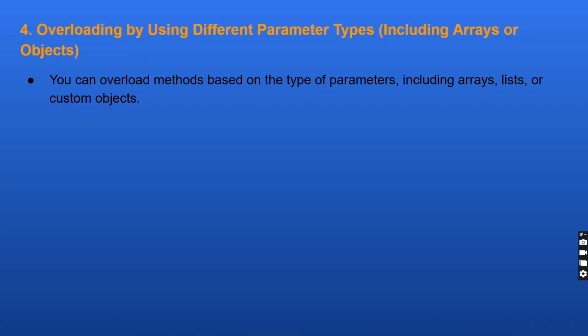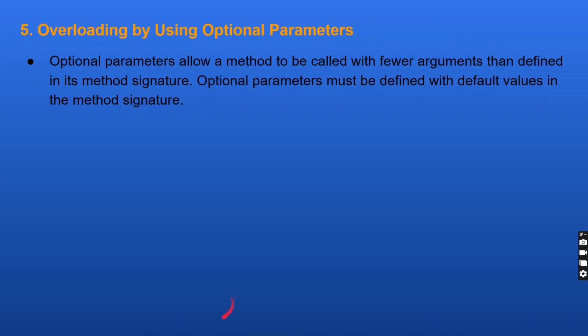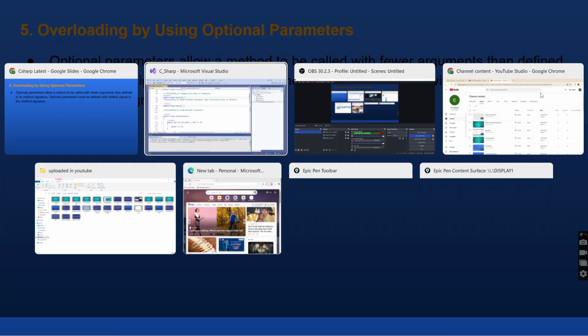First we'll go with the slide. Overloading by using optional parameters. Optional parameters allow a method to be called with fewer arguments than defined in its method signature. An optional parameter must be defined with default values in the method signature. Now we'll see that in code.